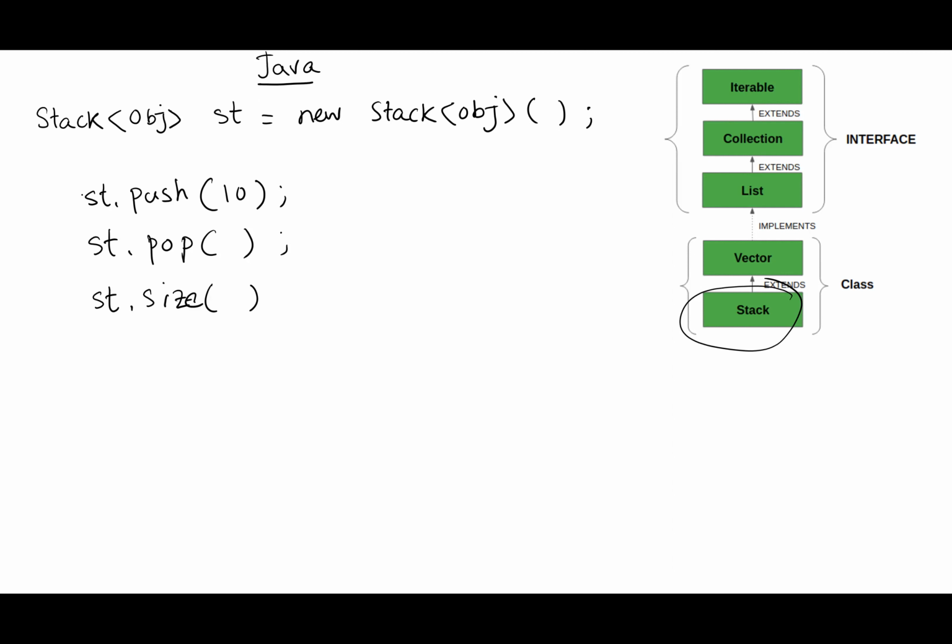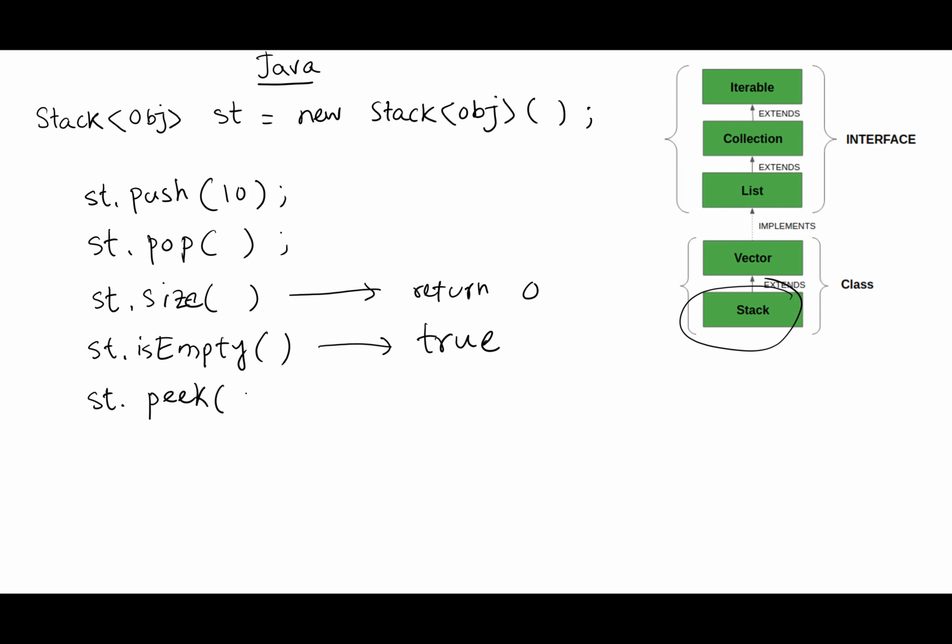So I pushed once and then popped it. So this now will return 0. And then there is stack.isEmpty. This returns a boolean. So in this case, this will return true because the stack is now empty. And finally, there is another one, stack.peek. This one returns the top of the stack. But in this case, since there is nothing in the stack, it will return null.